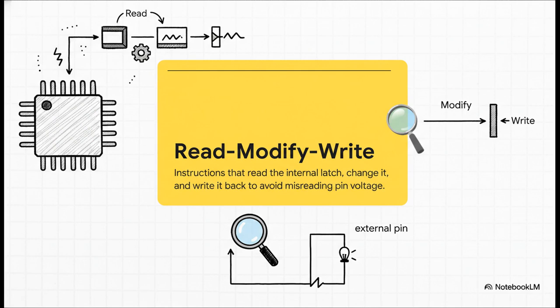And this is exactly why the 8051 is so smart. It has these special instructions called read, modify, write instructions. So let's say you want to flip just one pin on a port from off to on without messing with the other 7. How do you do that? Well, these instructions read the value from the internal latch, the intended state. They change just the one bit you care about and then write the whole thing back. This is absolutely crucial because it stops the chip from getting confused by whatever's happening on the outside.